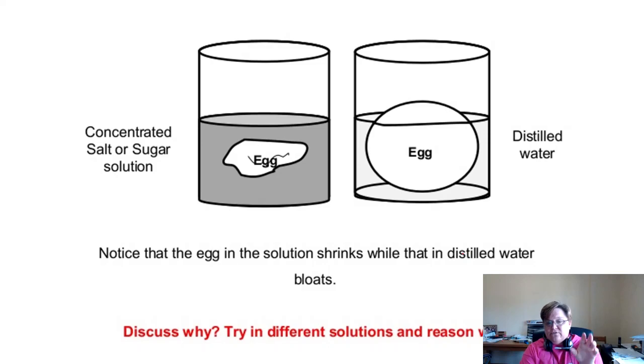I'd like to have you just take a minute or two and consider that and shoot me a message. You can do that in the discussion area where the general questions are, or send it to me via email and discuss the reasons why this egg changes, what's happening to the water and to the solutes.